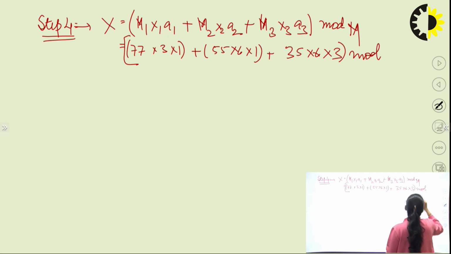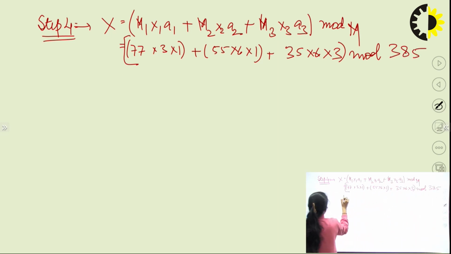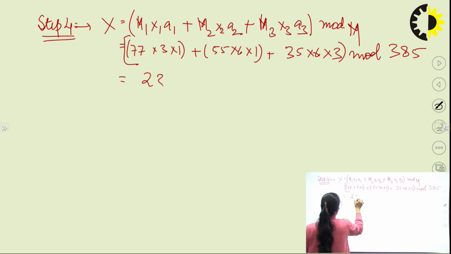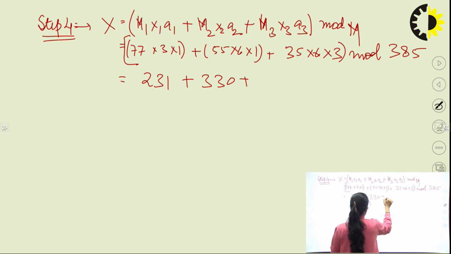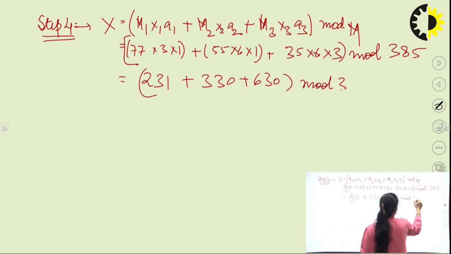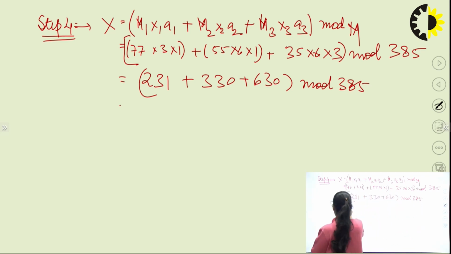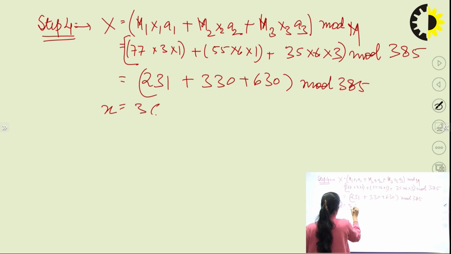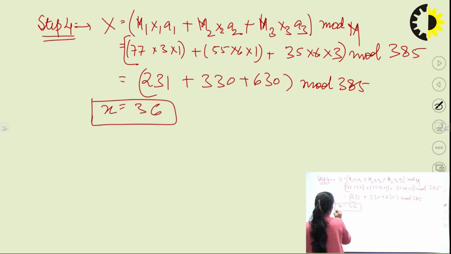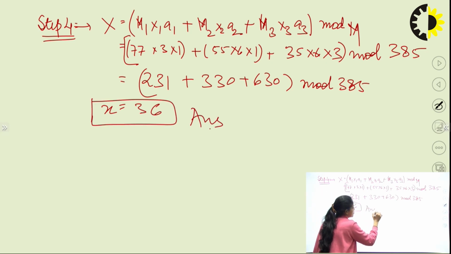Now we will take the mod with capital M. We have calculated the capital M as 385. So here the values after calculations is 231 plus 330 plus 630 mod 385. Here it will give you the value of x as 36 finally. So this is the final answer.